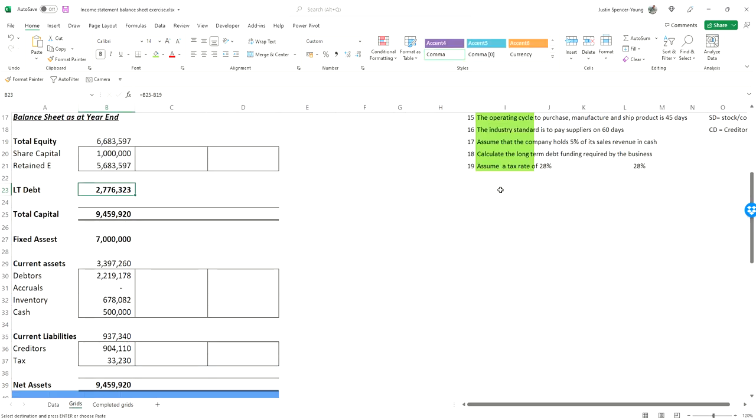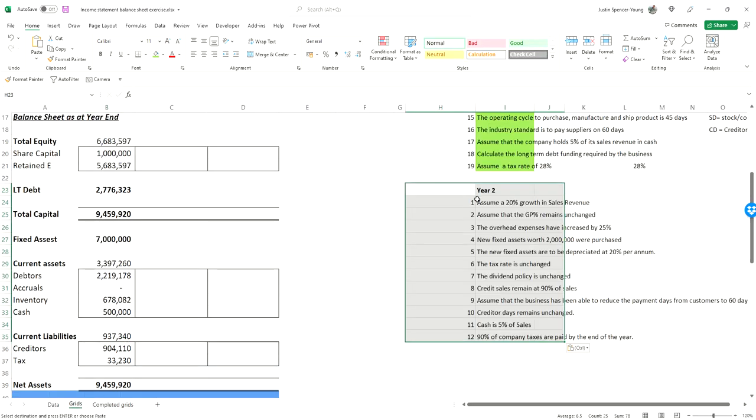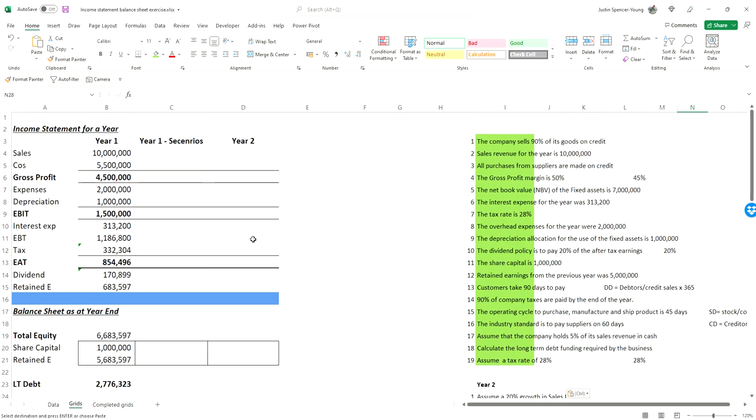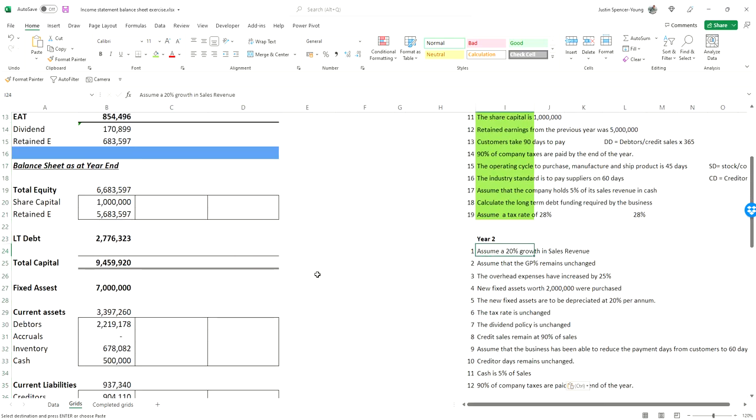Let's bring it over here and let's use it to complete this year 2. All right, assume a 20% growth in the sales revenue. Great. So let's just put a 20% in there.